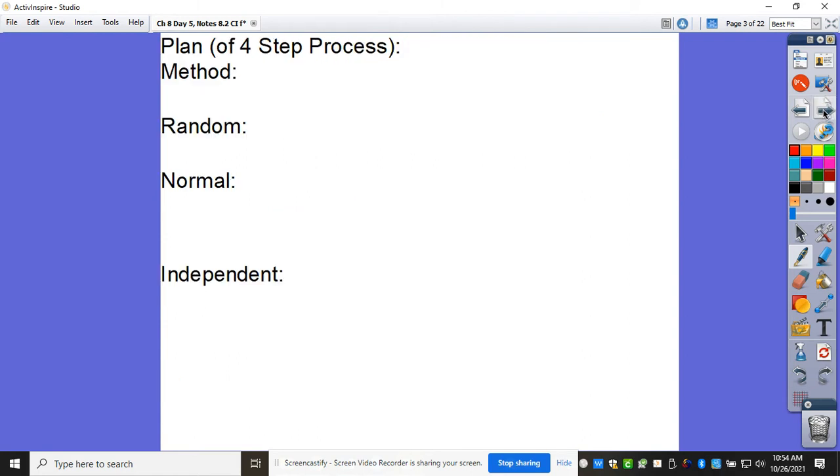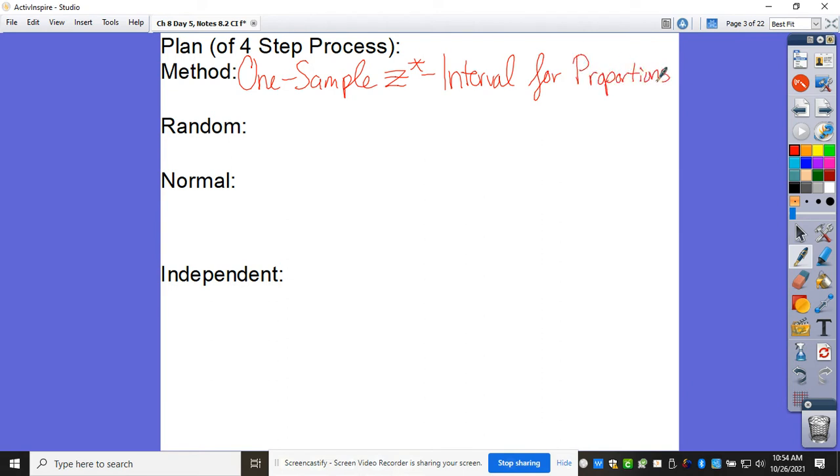Alright, so what is our method going to be? How many samples are we going to do? Still one sample. Now it's always going to be a, are we still making an interval? And now it is for, what's my big thing that I have to do with random? Differentiate between selection and assignment. Is that going to change?